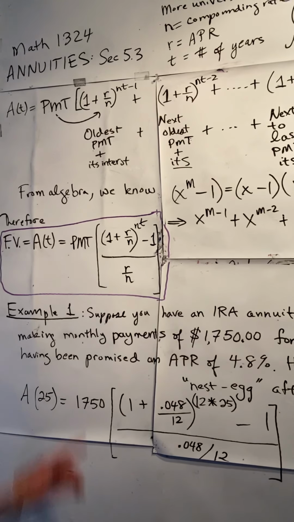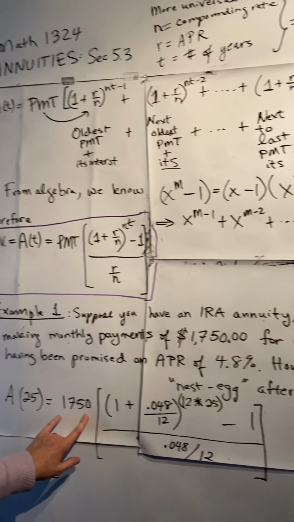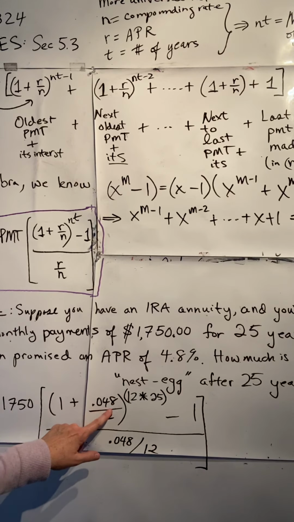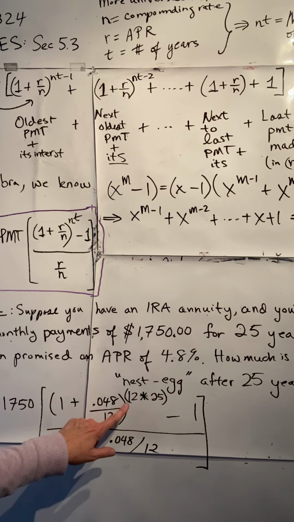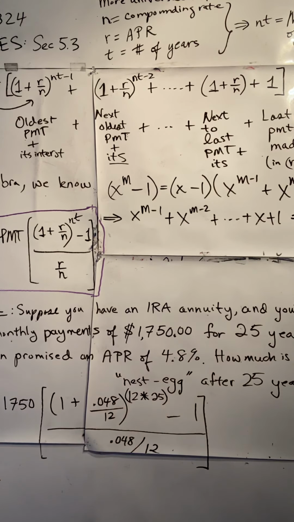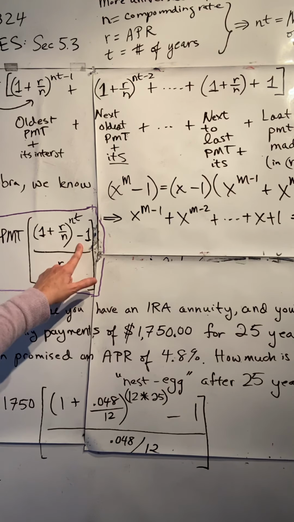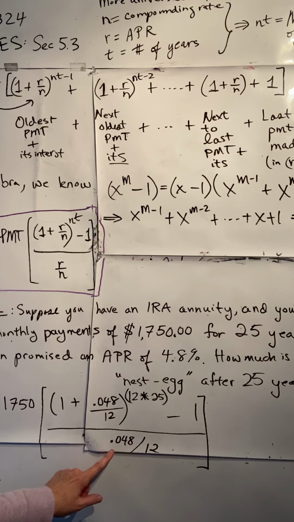Okay, so using this formula, we plug in, the payment is $1,750, the interest rate was 0.048, the number of times we're compounding a year, because it was monthly payments, is 12, raised to the NT, 12 times 25, the total number of payments you make over that whole annuity, minus 1, that's from here, and it's divided by 0.048 divided by 12. Your annual interest rate divided by the number of months gives you essentially a monthly interest rate. So there it is.